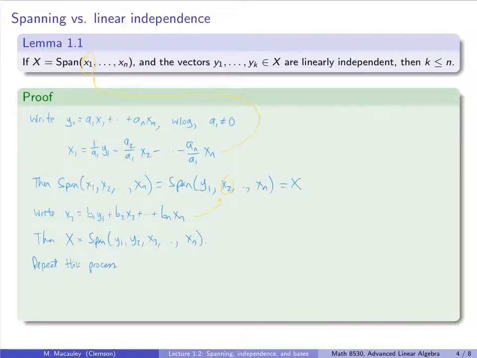And I claim that we will eventually run out of the yi's before we run out of the xi's. Okay, so let's write this down. I claim that k bigger than n is impossible. And let's think about why.